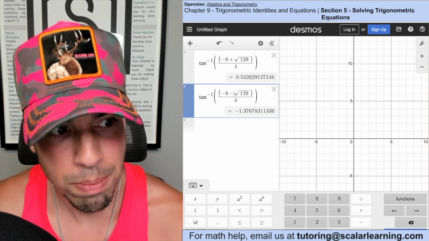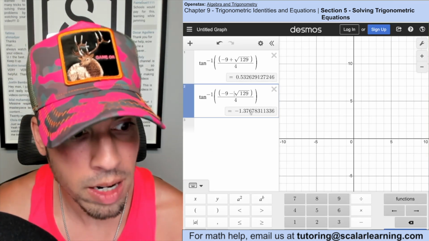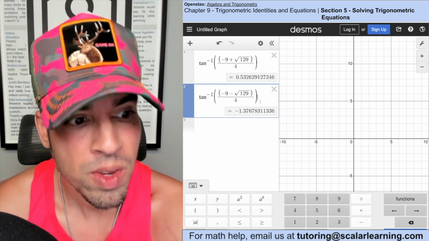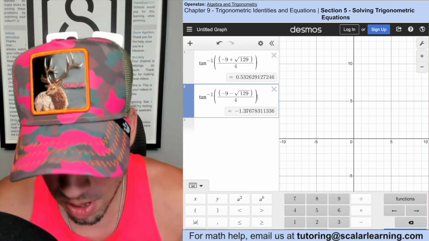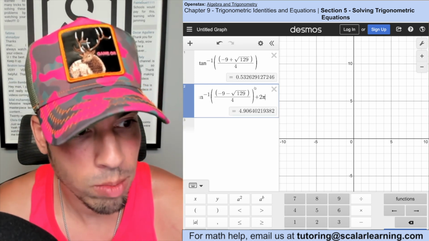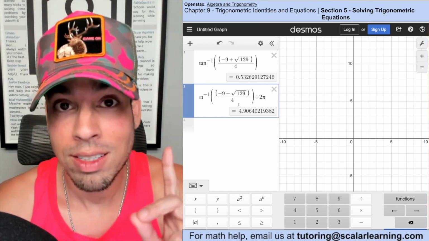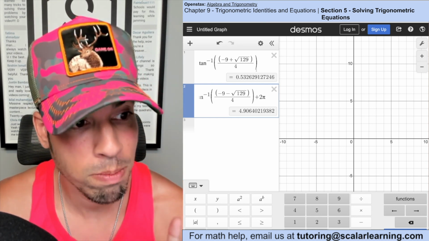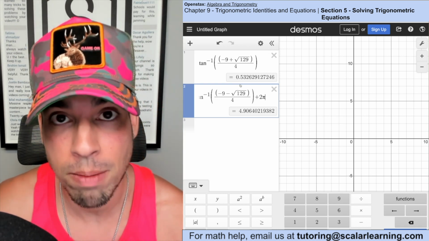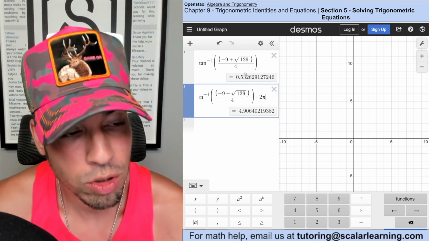So right off the bat, I get a positive value, which is between 0 and 2 pi. That's great. But this one is giving me something that's obviously less than 0. So the first thing I'm going to do with this is find a coterminal angle by adding 2 pi. And now we got two viable solutions. And guess what? Tangent has a period of pi, which means that if I take each of these answers and either add or subtract pi, I'm going to get another viable solution.